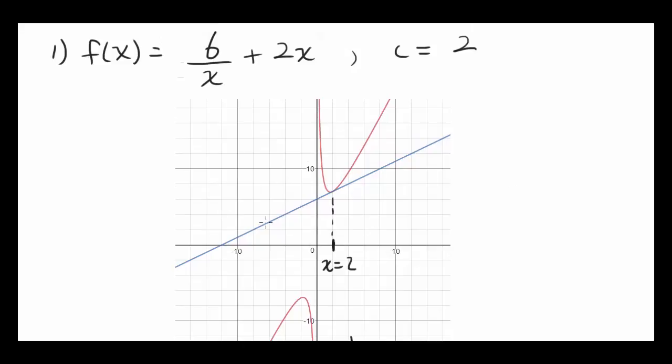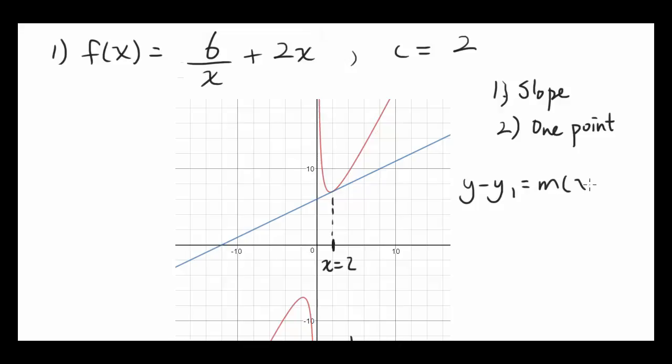Now, if you want to find the equation of a line, you need two things. The first one is the slope, and the second one is one point on the line. And if you know these two things, the equation of the line is going to be y minus y1 is equal to m times x minus x1, where x1, y1 is the point, and m is the slope.